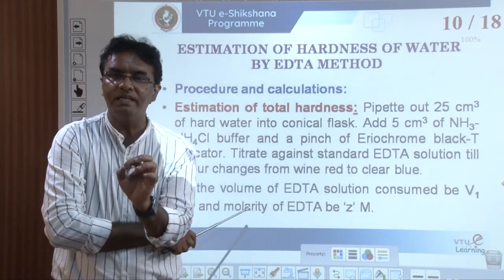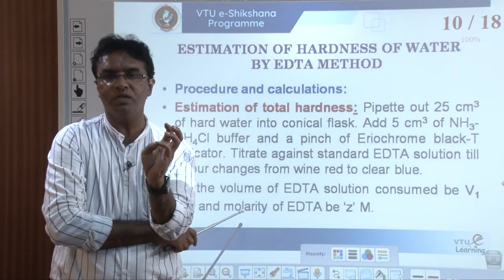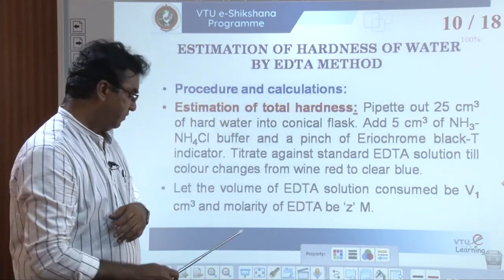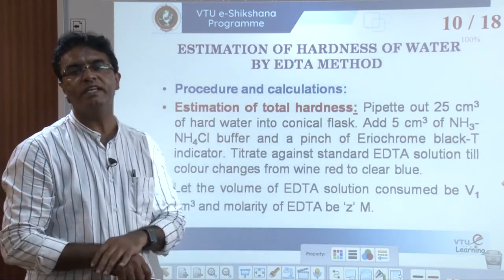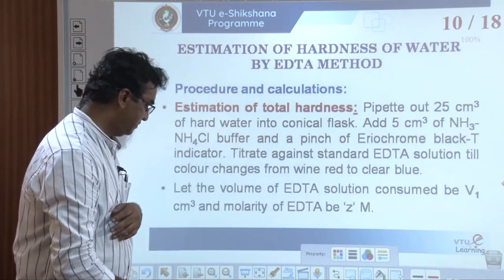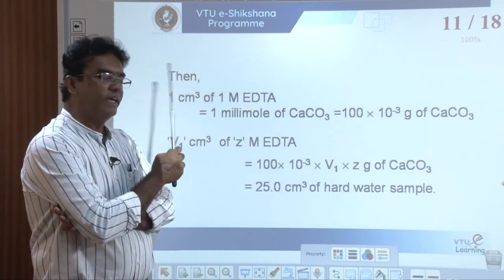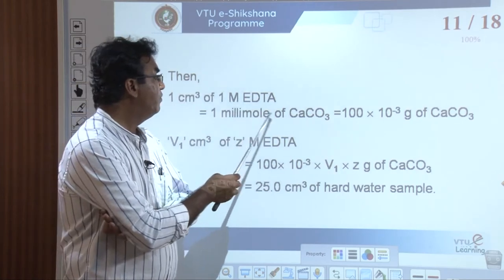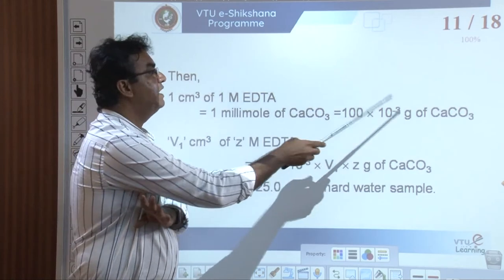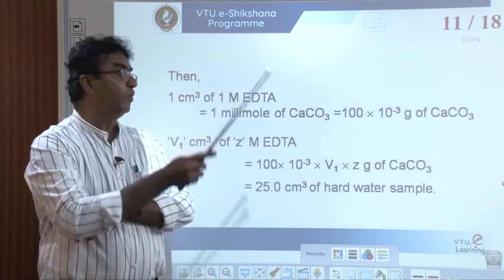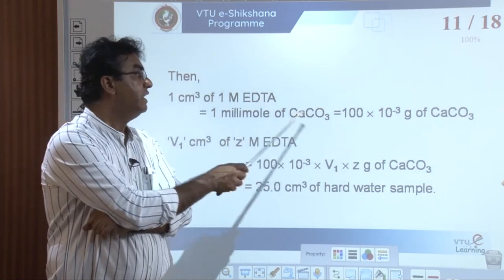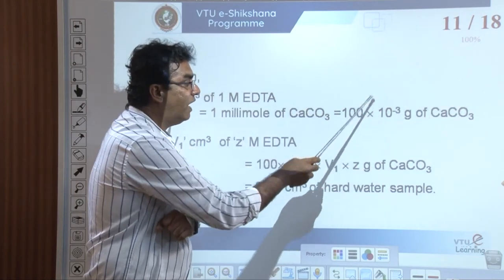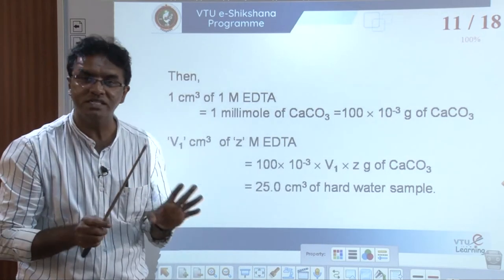So, in this way, by conducting the experiment, we find out the volume of the EDTA consumed during the course of titration, which we are calling V1 cm cube, and we are also calculating molarity of the EDTA. Once we know these two values, we can calculate hardness of the given water sample. We know that it is a standard relationship: 1 cm cube of 1 molar EDTA is equivalent to 1 millimole of calcium carbonate or 100 milligrams of calcium carbonate. That means 1 cm cube of 1 molar EDTA can react with calcium ions which are present in 100 milligrams of calcium carbonate.